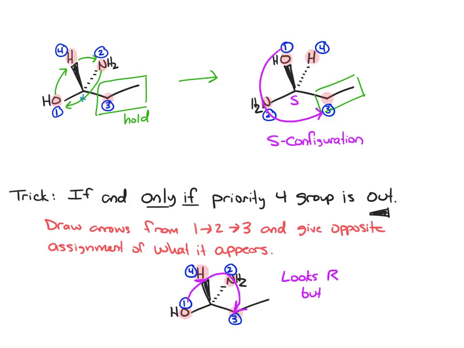but this hydrogen is out, or I should say the priority 4 group is out. So it's actually the opposite of R. It's actually the S configuration. So that makes it a lot simpler. Just make sure you're careful, because if the priority 4 group happens to be in the plane, you cannot use this trick. You'll have to just do a regular rotation to figure it out.